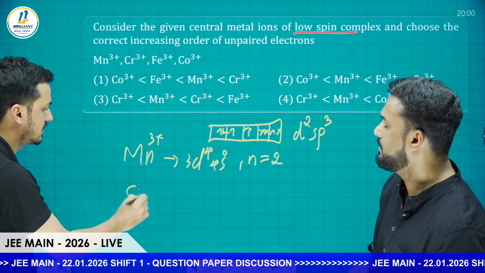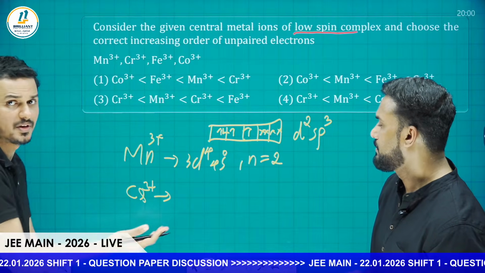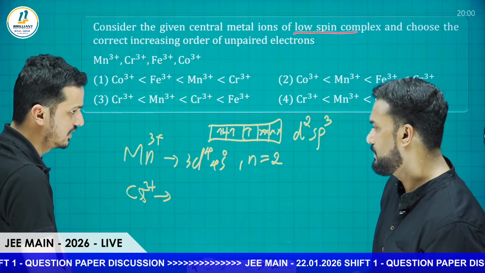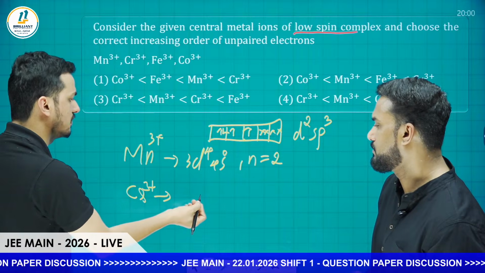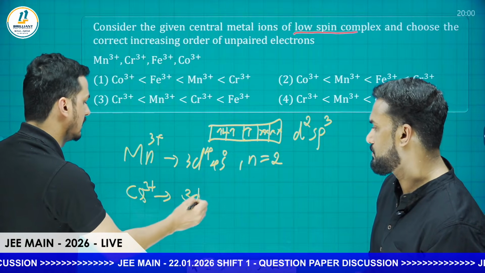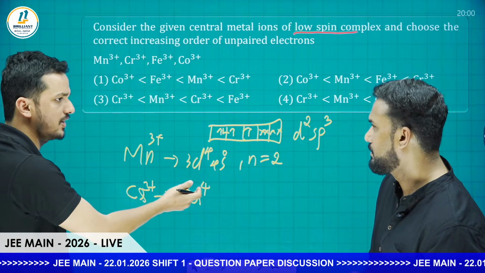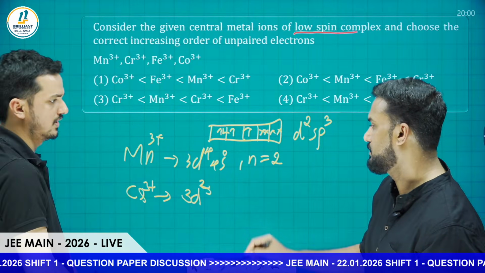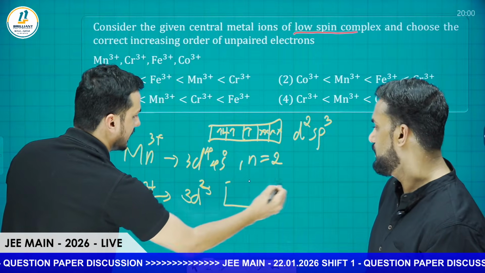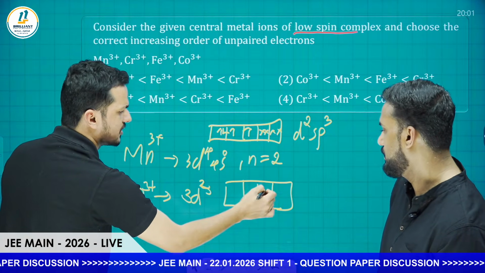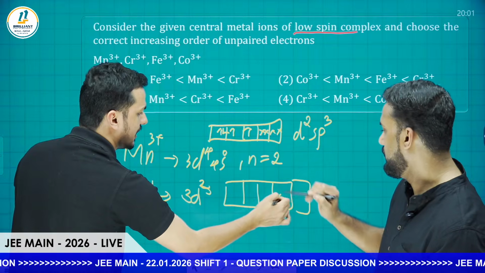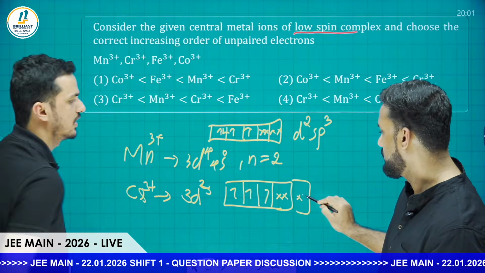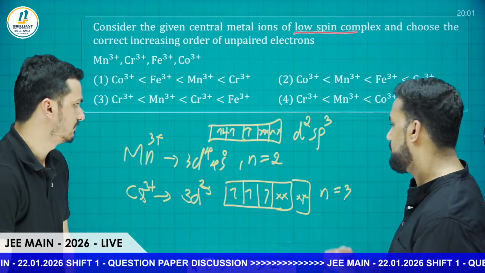Next is Cr3+. Chromium means argon 4s1 3d5. From that, Cr3+ will be 3d3. 3d3 will come, because it is 3d5 4s1. So now it will be n equal to 3. You can write it directly, because 2 already participated in hybridization. So we have only 3. So n equal to 3 will come.